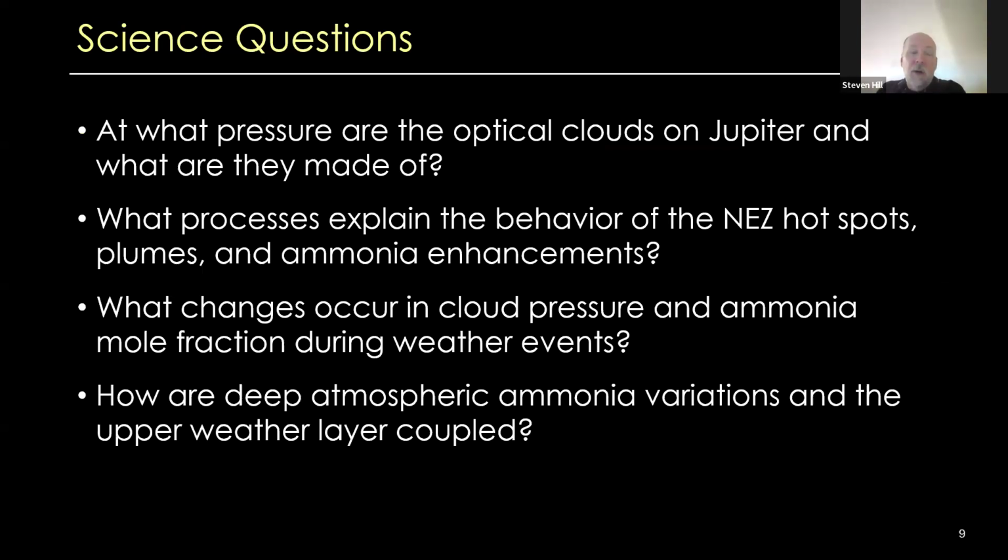And so some of the questions that are particularly interesting to me are, at what pressure are the optical clouds on Jupiter, and what are they made of? What processes explain the behavior of the North Equatorial Zone hotspots, plumes, and ammonia enhancements? What changes occur in cloud pressure and ammonia mole fraction during weather events? These can be local events that are convective storms, or global or near global events like equatorial zone disturbances. And how are deep atmospheric ammonia variations and the upper weather layer coupled?